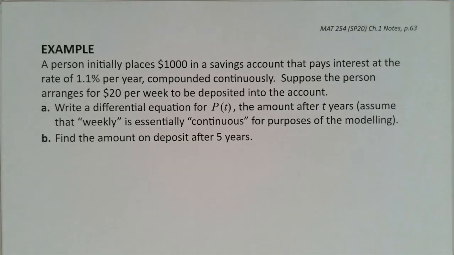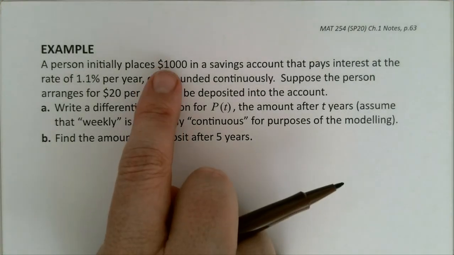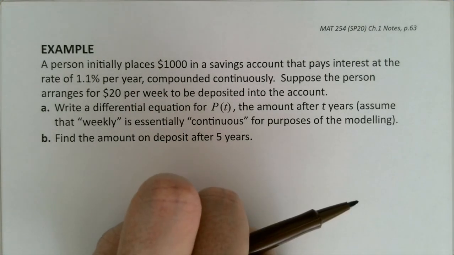So this is the last example in section 1.8, and it's a story problem. So you know it's going to be an interesting one, right? We're going to see how what we've learned how to do applies in context. So in the example, it says a person initially places $1,000 in a savings account that pays interest at the rate of 1.1% per year.